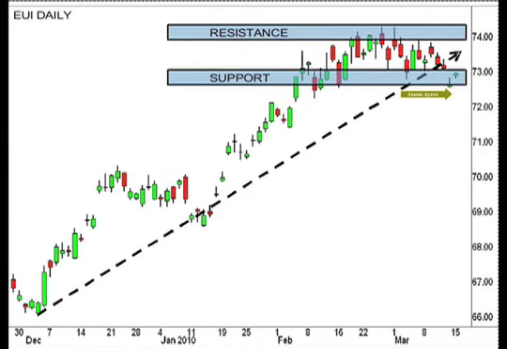Now, that's not a guarantee. Remember that we're always dealing with probabilities, but when we get that kind of a break of a support level, what we would look to do is, of course, go in and buy puts on the EUI in order to participate. So the idea is that we want to be patient. We want to make sure that we're always keeping in mind the basics, no need to get fancy, and using these key support and resistance levels and trend lines in order to establish our directional views.